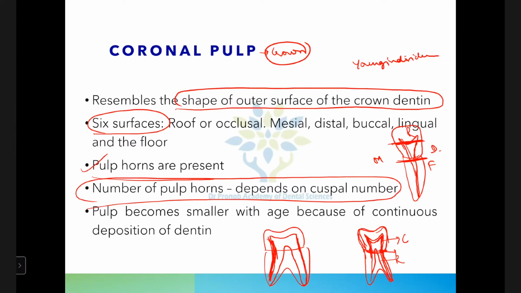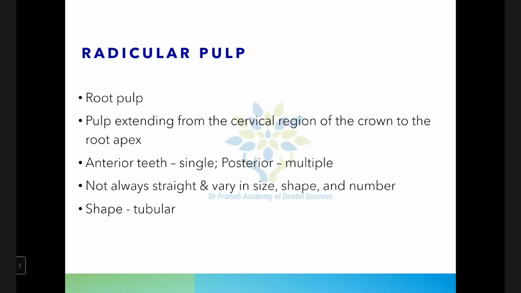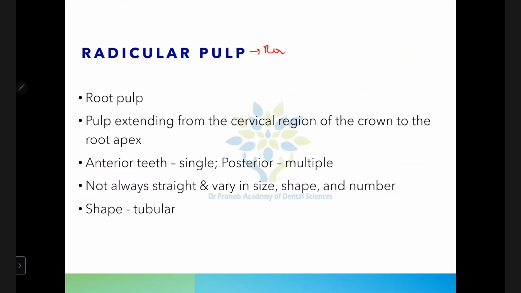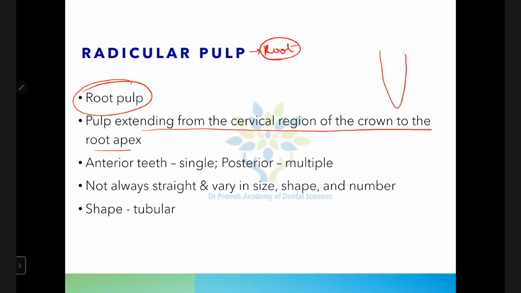Next, we'll talk about radicular pulp. What is radicular pulp? The pulp that is present in the root is called radicular pulp. So this is also called root pulp. This pulp is extending from the cervical region of the crown to the root apex. This portion is called root pulp or radicular pulp.